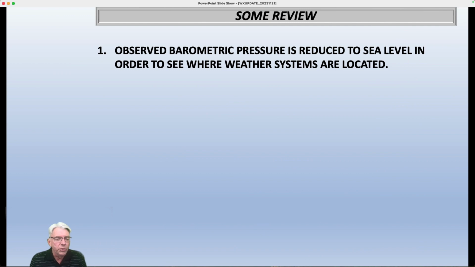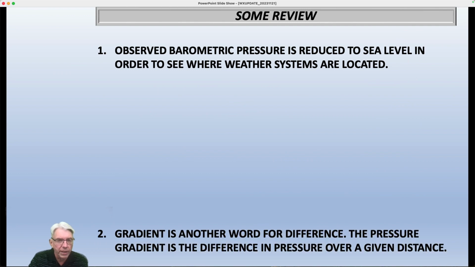Now, we all know that the pressure decreases as you go up because there's less air above you, okay? So if all we did was use the pressures at all the stations around the world, all the lows would be over the mountains and all the highs would be over the ocean. Well, we're not interested in a topographic map of the world in this case. We want a weather map. We want to know where the weather systems are. So we standardize it by saying, okay, what would the pressure be if this station was at sea level? Okay, and then we can actually see where the highs and lows are located.